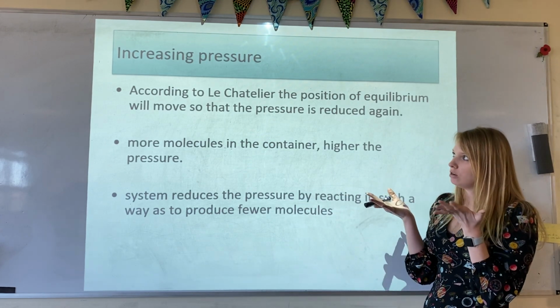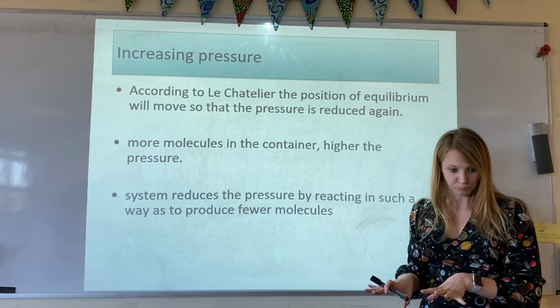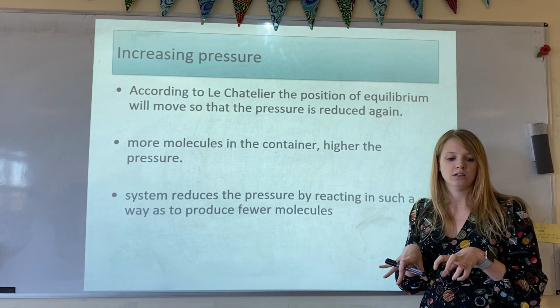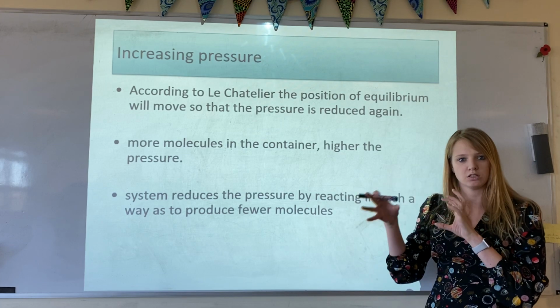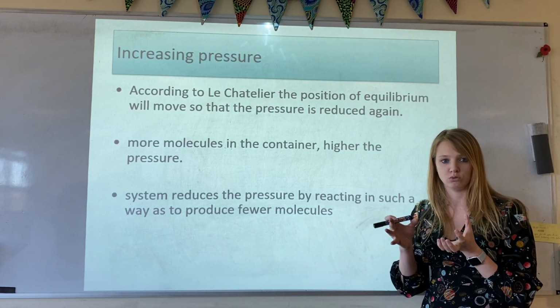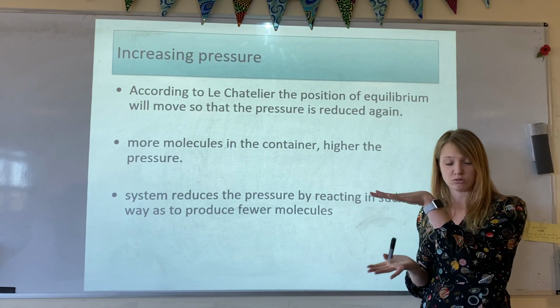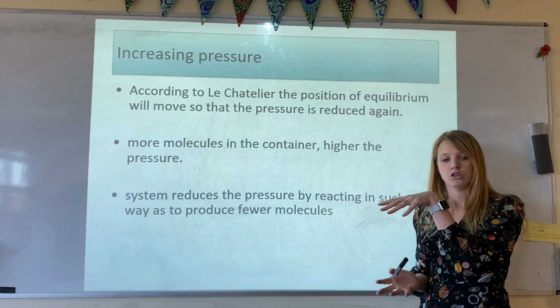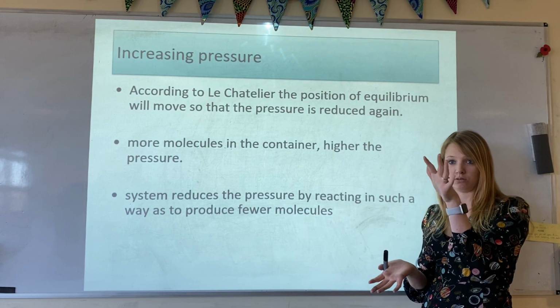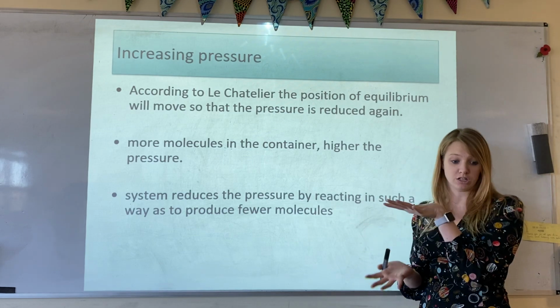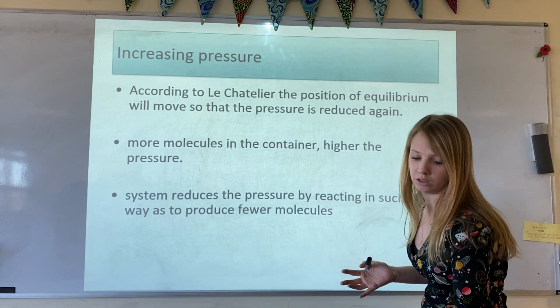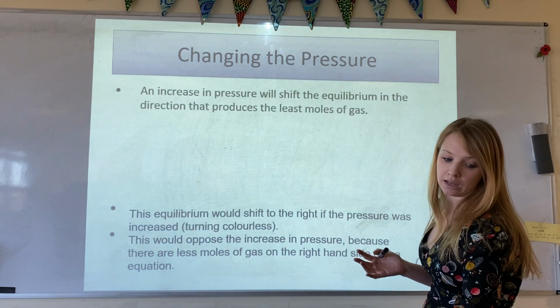So increasing the pressure, the system wants to put the pressure back down. In order to do that, it's going to favour the side that's producing the fewer molecules. If you've got more molecules in a container, you'll have a higher pressure. So if you can produce fewer molecules, then your pressure is going to go down. So let's have a look at an example.